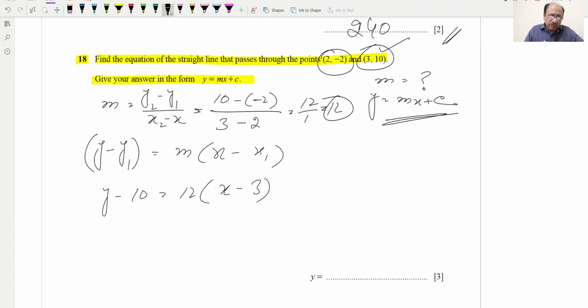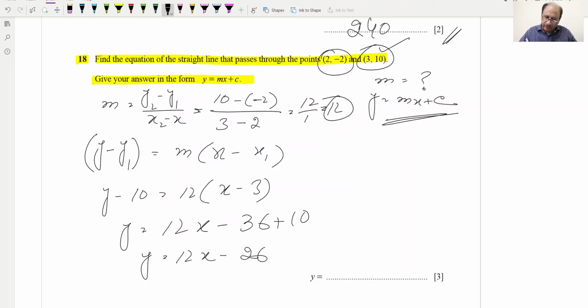So our equation will be y is equal to 12x minus 36 plus 10. So the final equation will be y is equal to 12x minus 26. So we can write 12x minus 26. This will be a 3 mark question.